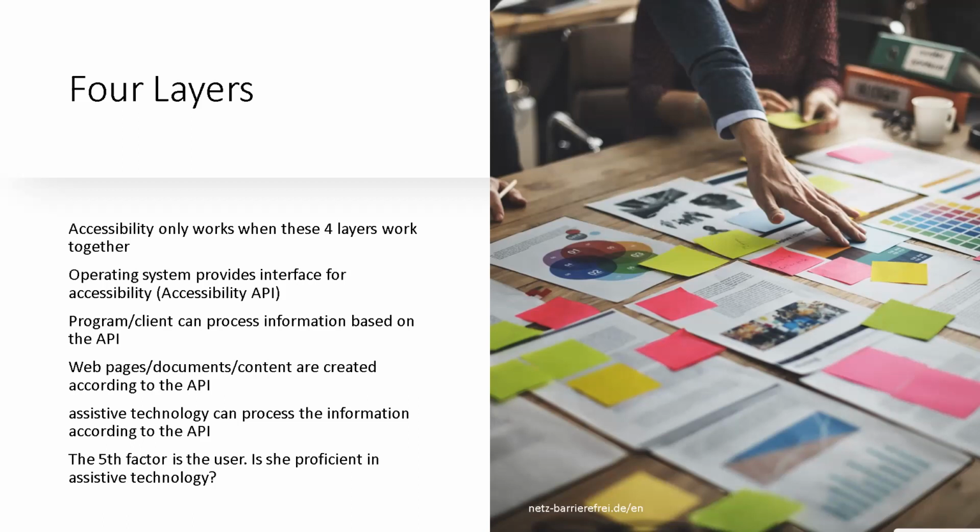We have four layers in accessibility, and accessibility only works when these four layers come together. The operating system, that means, for example, Windows, iOS, Android, or Mac, provides a way in which accessibility information can be placed. This is called the accessibility API. The next thing is that the program or client, for example, Microsoft Word, Mozilla Firefox, or whatever, can work with this information.